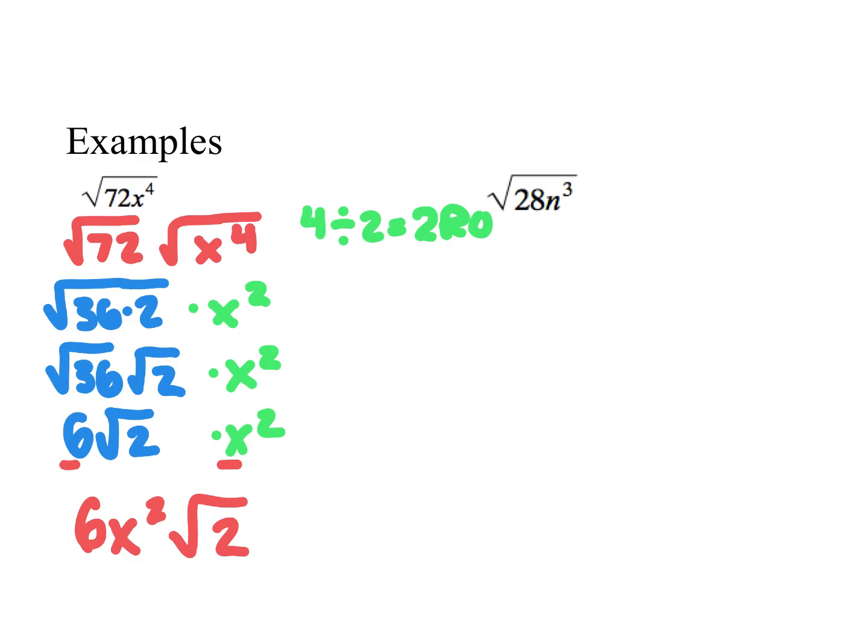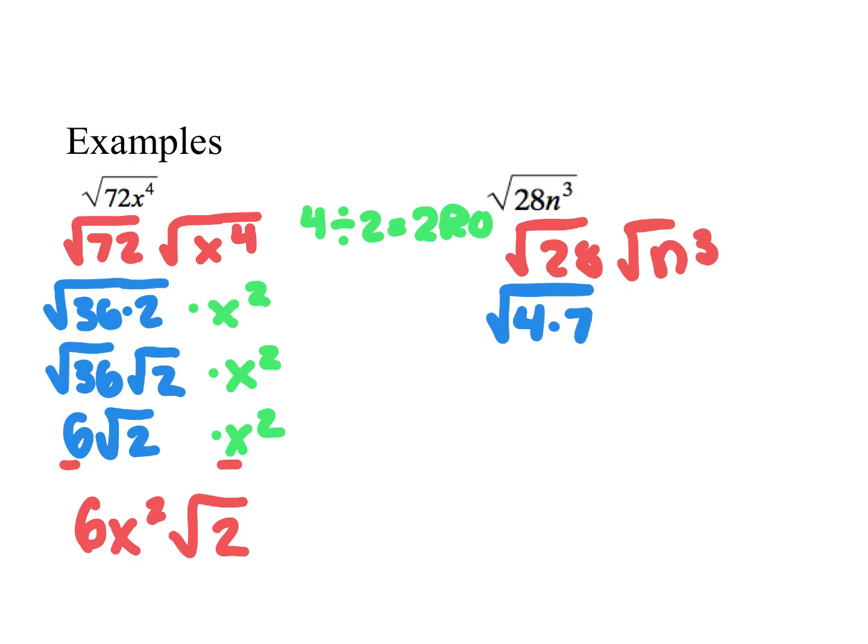For radical 28, n to the third, I can separate it, so I have radical 28 times radical n to the third. If I separate the radical 28, the biggest perfect square that divides it is 4, so it's 4 times 7, so it's radical 4 times radical 7, so it becomes 2 root 7.